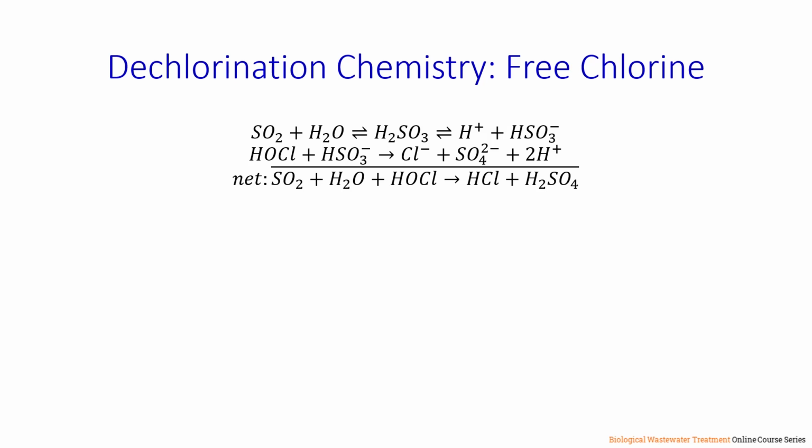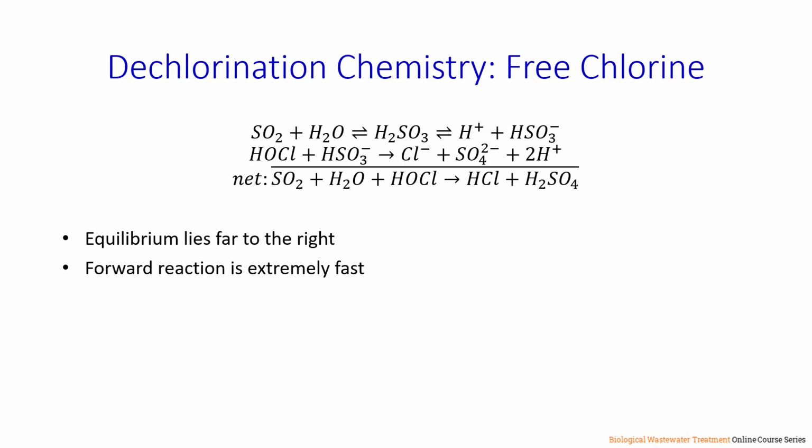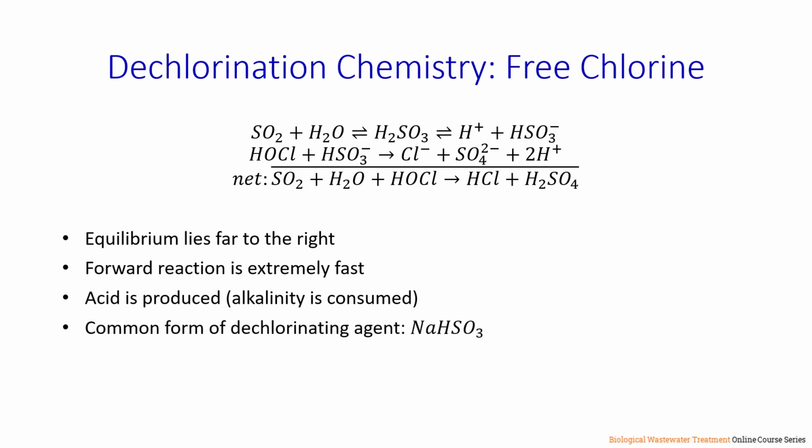Both of these acids are going to dissociate essentially completely at the pH conditions that characterize most wastewater effluents. Also, if we consider these reactions, their equilibria lie far to the right. So this reaction essentially goes to completion, and it turns out that the forward reaction in this process is extremely fast. Now, as I mentioned, we're going to generate acid as a result of this process. And what that means is that alkalinity will be consumed. Now, SO2 is rarely used anymore because it presents public health hazards and is more difficult to handle than the salt forms, and a common salt form of a dechlorinating agent is sodium bisulfite, NaHSO3.